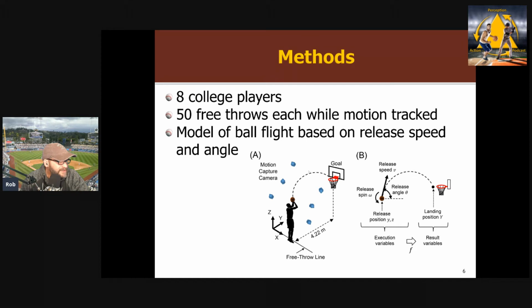So they had these players shoot free throws, right? 53 throws while they were motion tracked. They used quite extensive modeling of the ball flight. They looked at a bunch of different parameters, and in pilot studies they realized they could model it basically just based on the release speed and the angle, right? That captured enough of the variability. They measured things like spin and release position, how high above your head, but they didn't include those in the final model. Basically they want to look at what people do when they shoot the basketball.